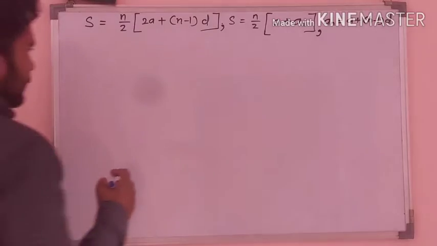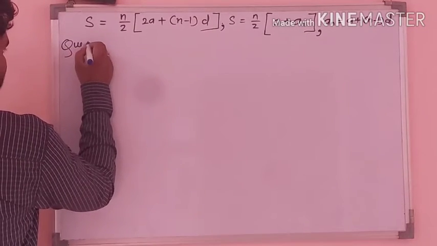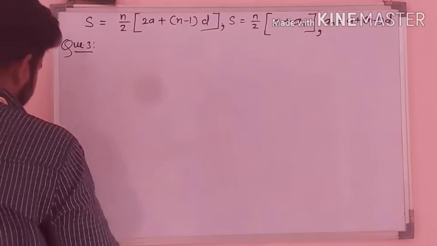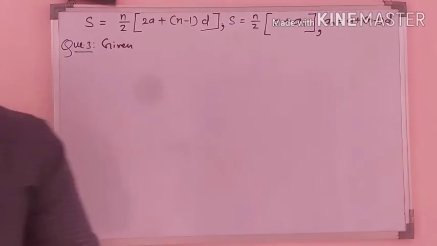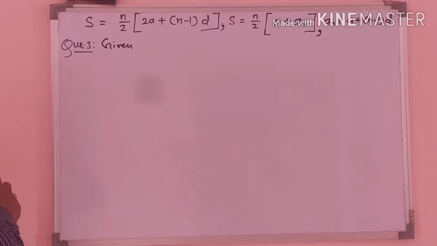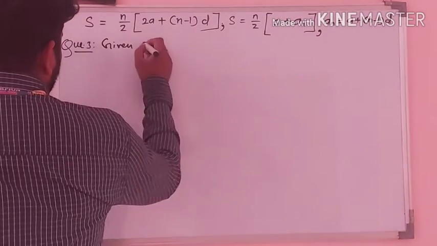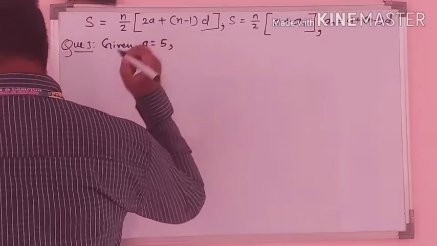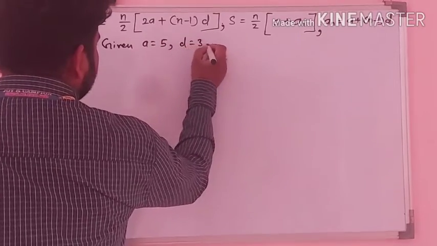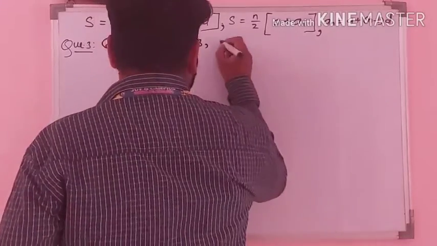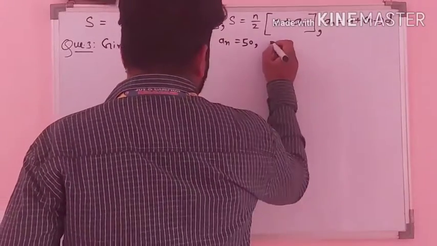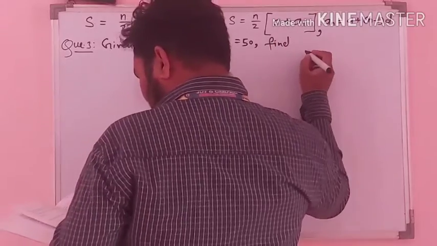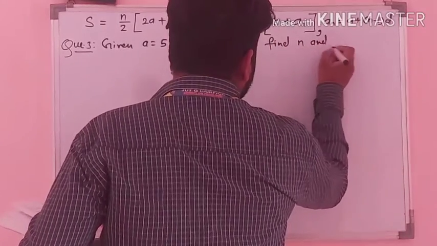So let's see question number 3. What is given here? a is equal to 5, d is equal to 3, an is equal to 50. So find n and Sn.